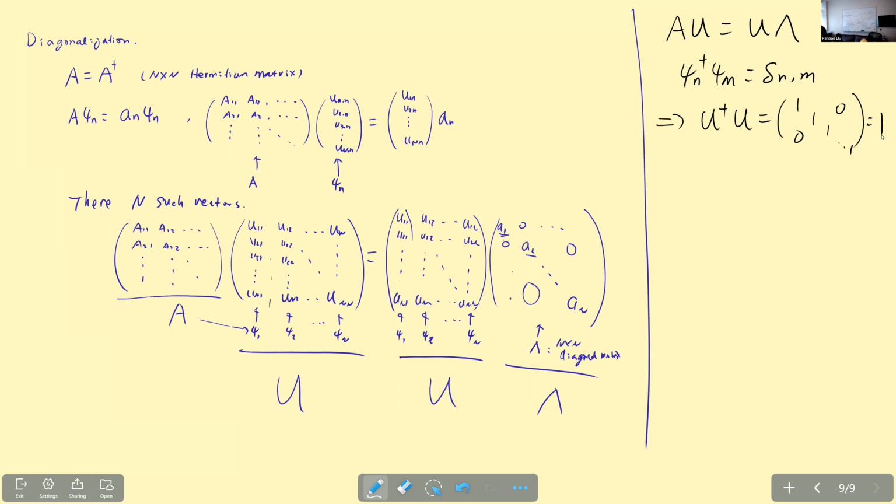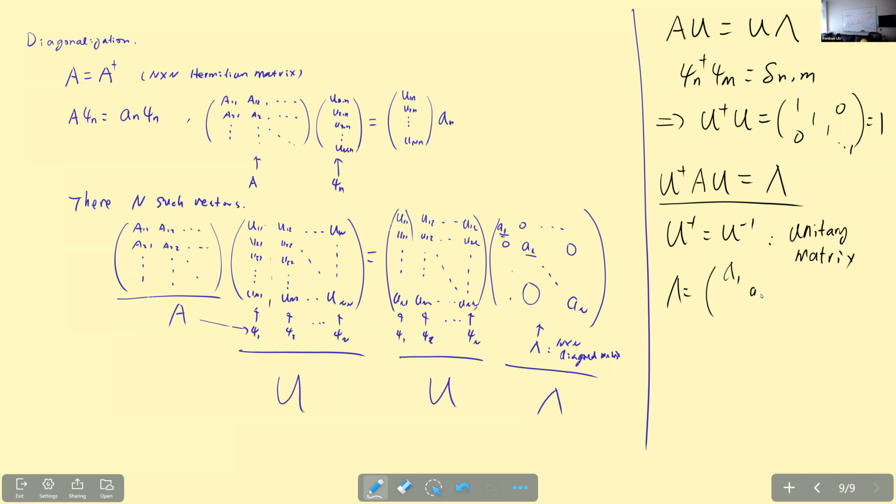Okay. So that means we can write down U dagger A U equals lambda. So let's say that U dagger equals U minus 1. So it's called a unitary matrix. Okay. And lambda equals a1, a2, am, with 0 elsewhere, is a real diagonal matrix. So that's why this is called diagonalization of a matrix.